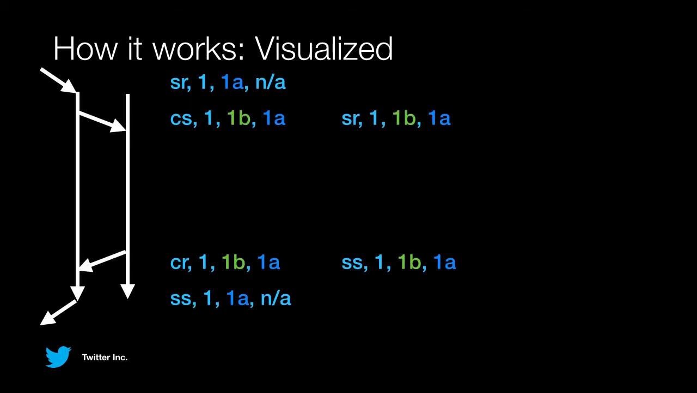So visualizing this, if we look at the two parallel lines, time goes from top to bottom. The two parallel lines are two different services. The top arrow is showing us a request coming in, and SR is server received. The 3-tuple is trace ID, span ID, and parent ID. So you can see the trace ID is 1, the span ID is 1A, and there's no parent. This is the very first request coming into the system.